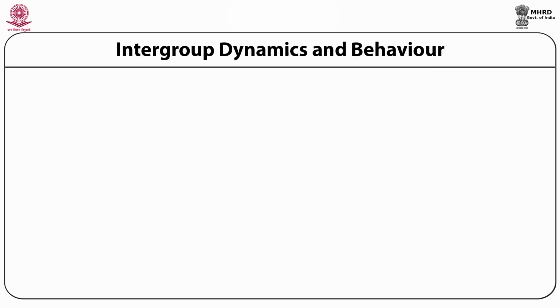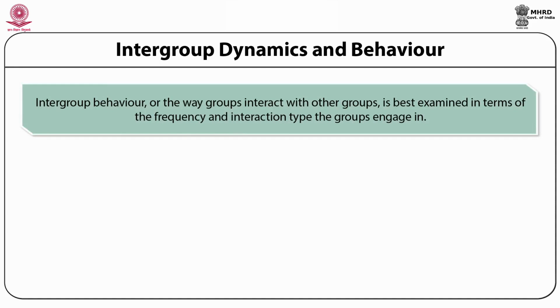After understanding the different types of groups, which I have already told you, which are service groups, project groups, action and performing groups, advisory groups, and management groups, let us come to the next stage of understanding intergroup dynamics and behavior. My dear students, intergroup behavior, or the way groups interact with other groups, is best examined in terms of the frequency and interaction type the groups engage in.